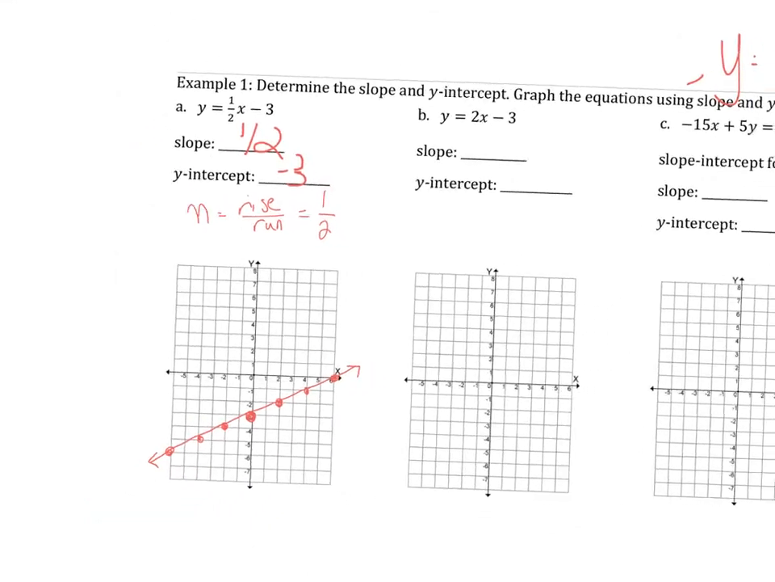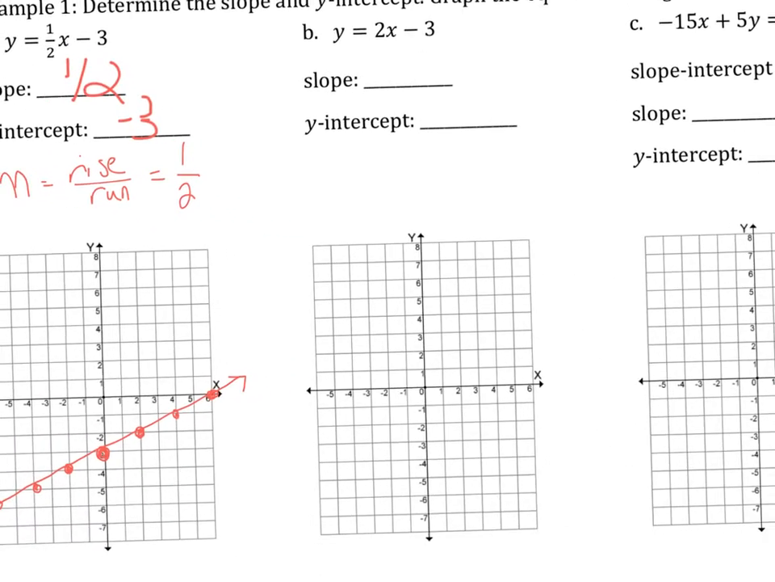Take a look at example 2. y equals 2x minus 3. First, let's identify our slope and y-intercept by looking at the equation, since it's already solved for y. Remember, our slope is the number that is the coefficient on x. In this case, the number 2 is what we're looking for. The y-intercept is your constant, so in this case, -3.